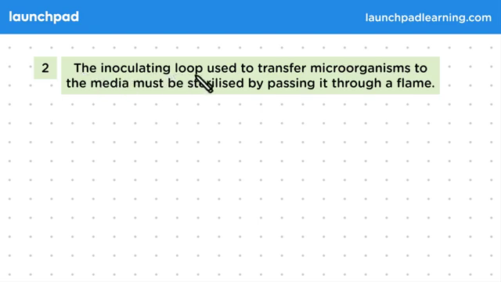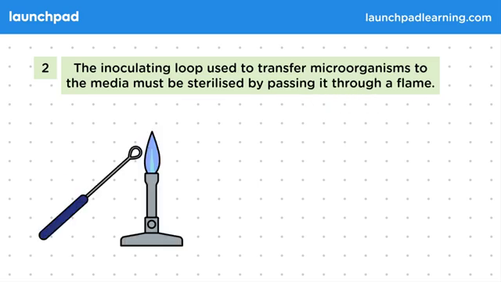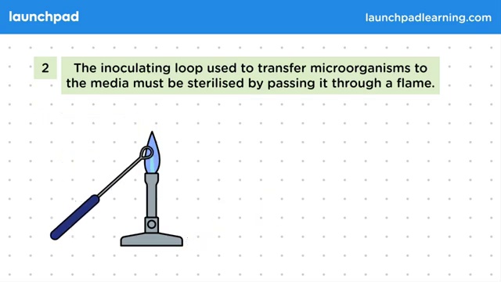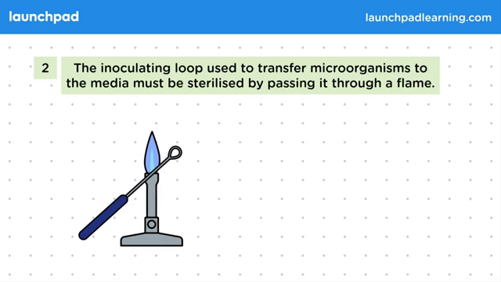The inoculating loop used to transfer microorganisms to the media must be sterilised by passing it through a flame. In this diagram, you can see the inoculating loop being held next to a Bunsen burner. The flame kills any bacteria on the loop when it passes through. The loop is then allowed to cool down completely.